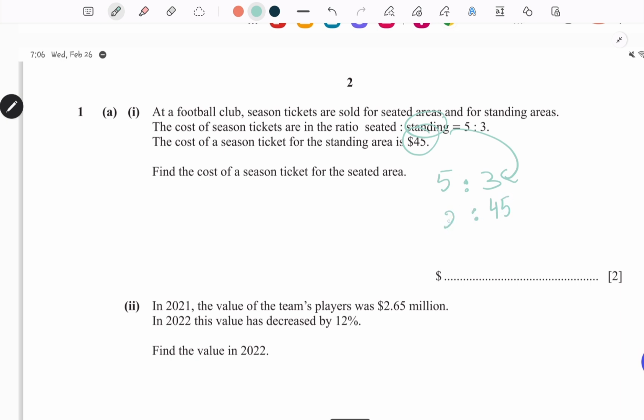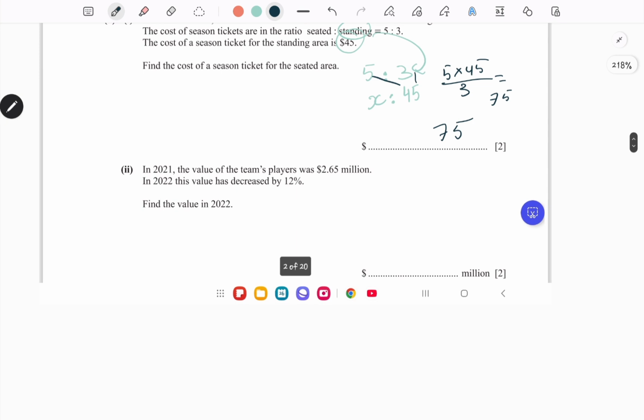So 5:3, x to 45. Very simply now you can do cross multiplication. So it will become 5 times 45 over 3. You will then get an answer of $75, and that's pretty much it. We move on to question number 2.